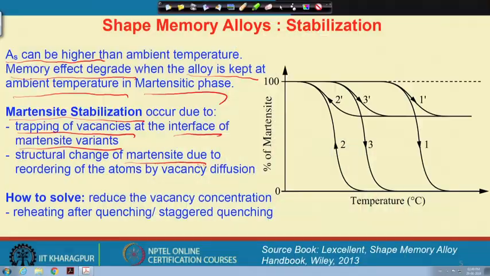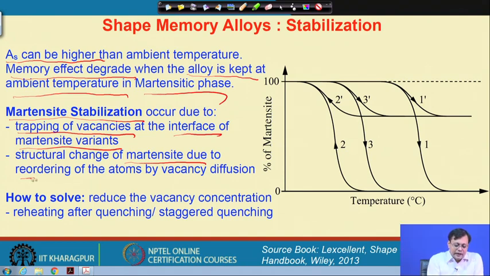These vacancies may also help in reordering in the martensite phase, and if there is a reordering phenomenon, it will be difficult to go back into the austenite phase. I will try to explain which way we are talking about this particular stabilization phenomenon.